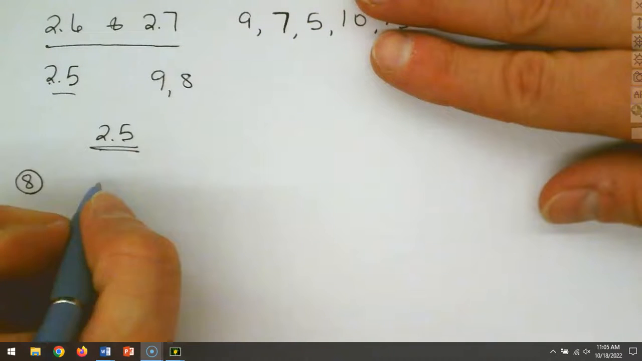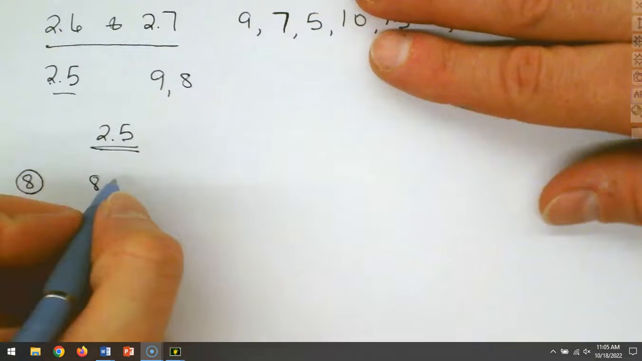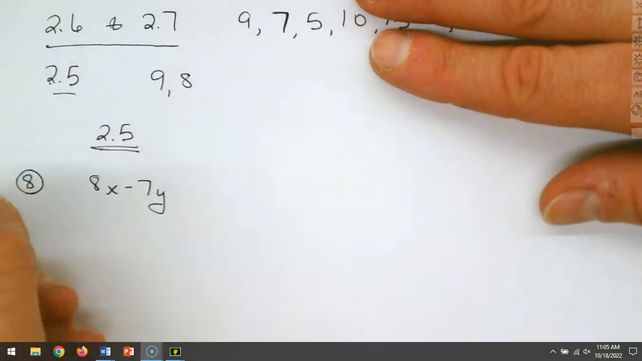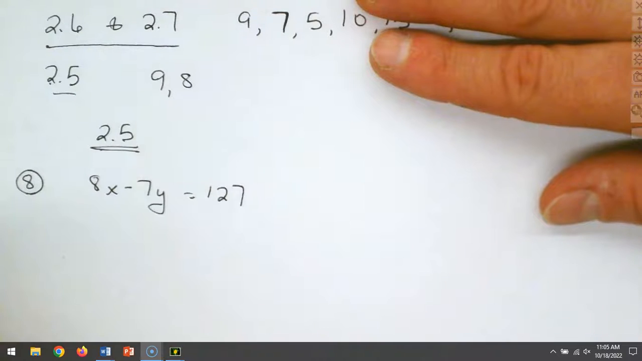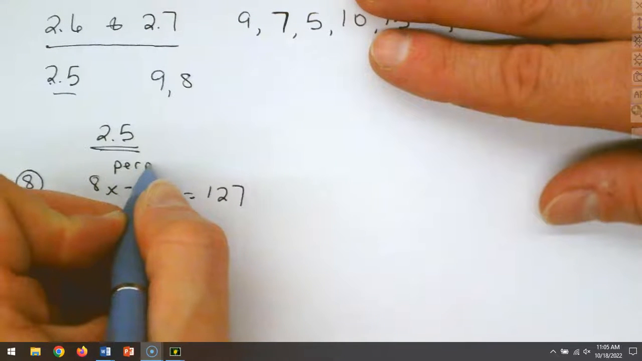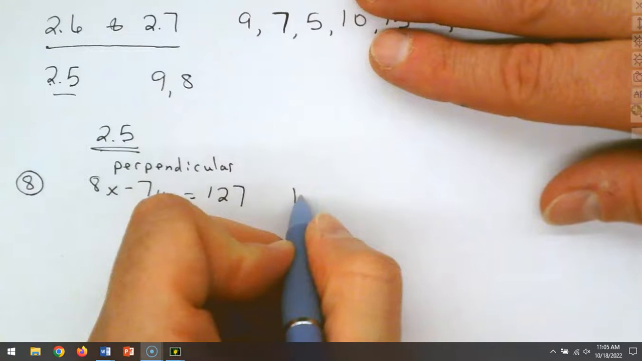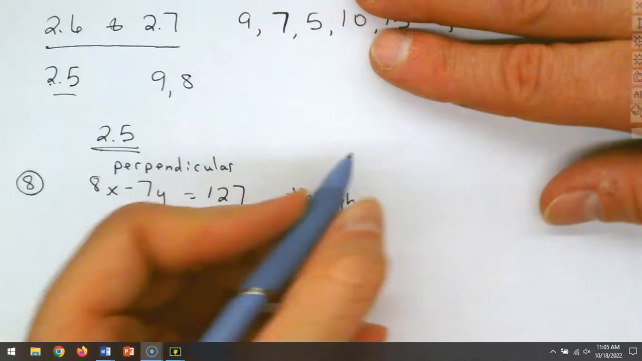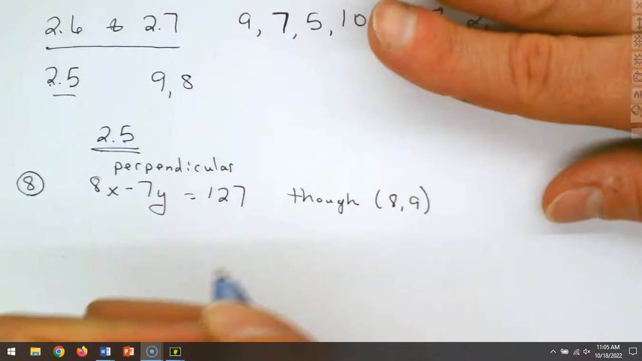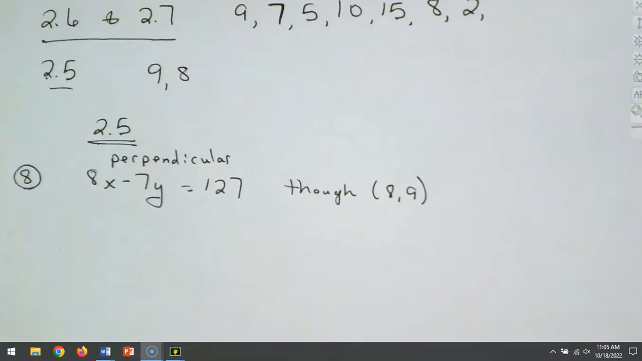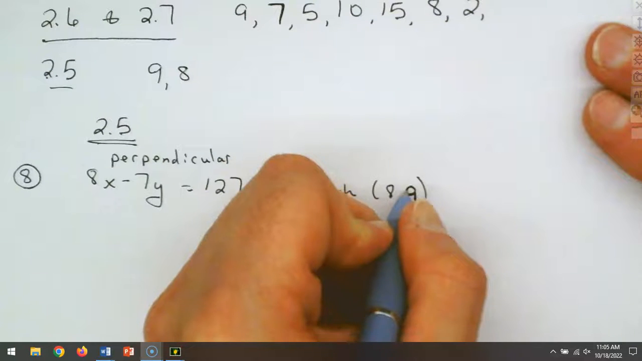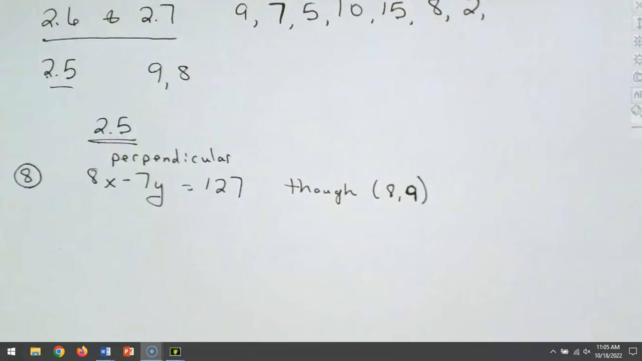So we've got the original equation, which is 8x minus 7y equals 127. And we want it to be perpendicular. And it has to go through this point, 8, 9. Okay, so it's got to be perpendicular to that line, and it's got to go through this point, 8, 9. Now, what are we going to do? What do we have? We have a line equation, right? And we have a point.